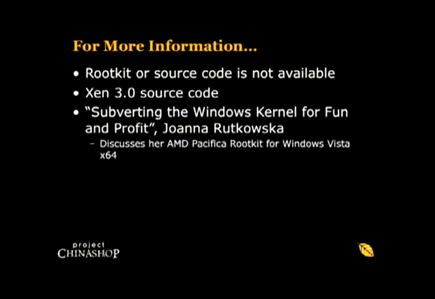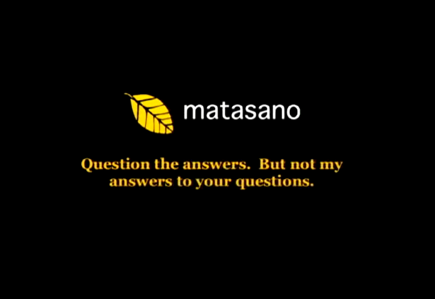And for more information, well, you're not getting anything from me. But you can look at the Xen 3.0 source code. They have a layer that does the virtualization for Intel and for AMD, and it is probably the best source of documentation on this stuff. And see Joanna's talk as well. And that is all I have. If there are any more questions, now would be the time.